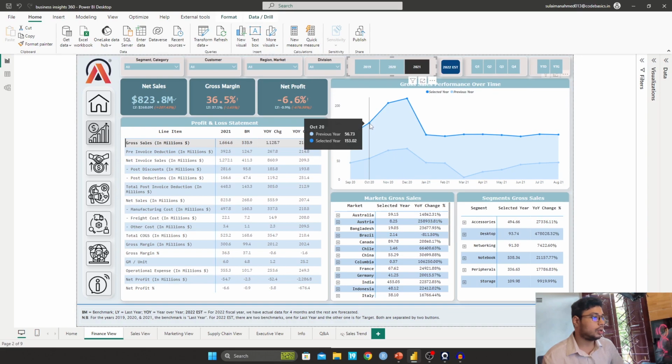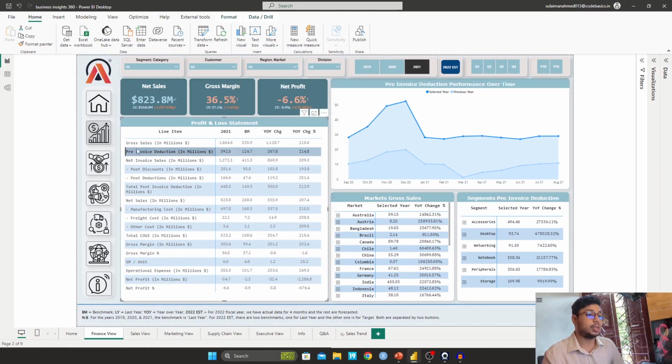If you hover on October 20, it shows that in October 20 the gross sales is better than the previous year. In the previous year the gross sales was around 57 million, but in the selected year, this means in October 2020, the gross sales is $153 million. So the finance executive can compare with last year how the gross sales performance is: is it increasing, is it the same, or is it decreasing.